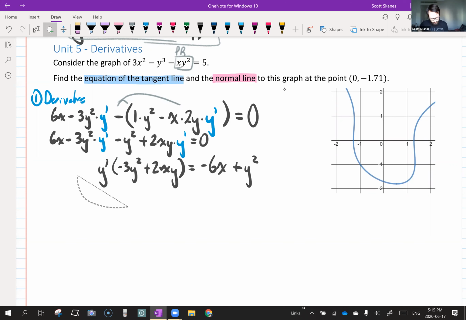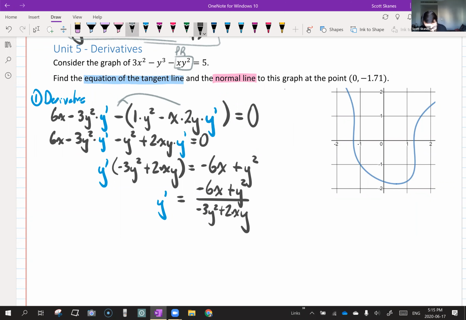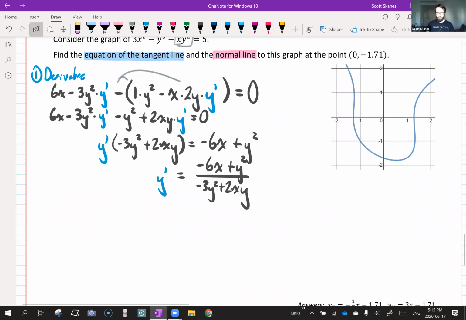We've done this before, many times. This is just slightly more complicated than some of them, but I wouldn't say it's difficult. You should have been able to do this for the test. That means that y prime is negative 6x plus y squared over this. That's our first step. Are we feeling okay so far? For those of you that are still conscious, alive, surviving.